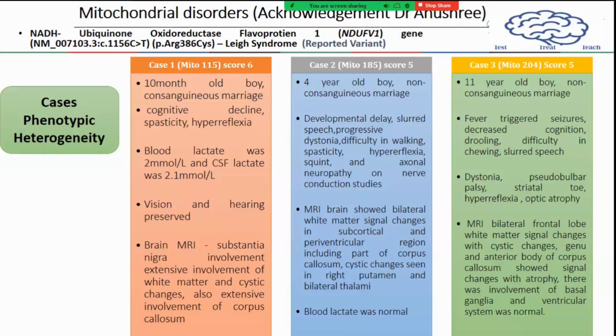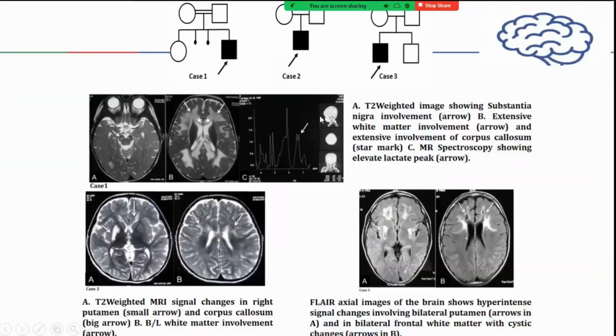It may be beyond these simple molecular studies, because there are many other things like epigenetic abnormalities and all, which might modify the phenotype, or other modifying genes which may be there. So these are the MRI findings of these patients, and you can see the severity of the MRI changes is so high in case 1 as compared to the other cases.